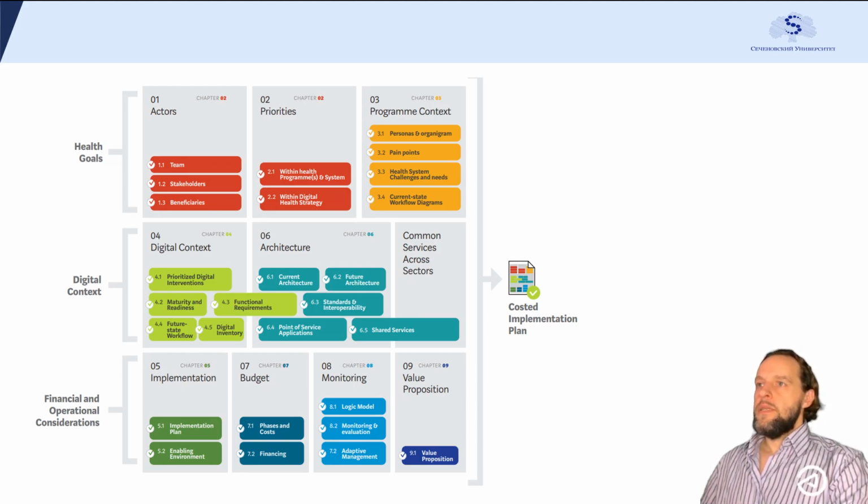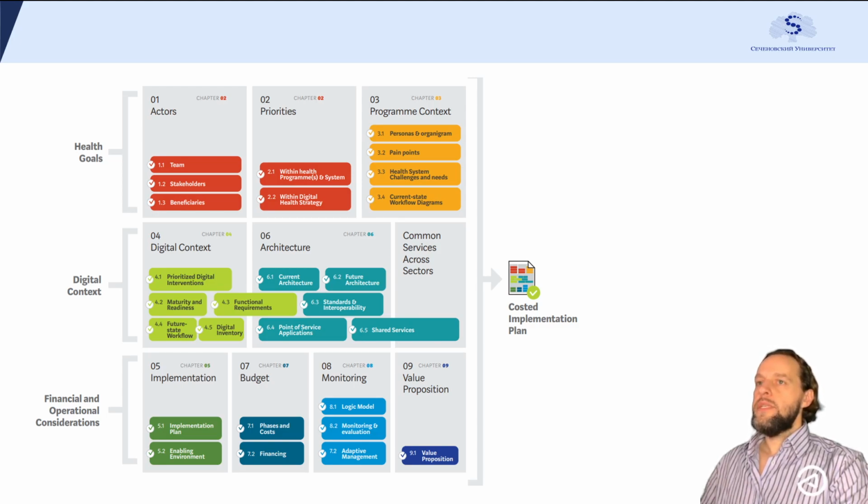It will cover digital interventions, maturity readiness, future state workflows, digital inventory, functional requirements, and based on this, we will develop architecture covering current and future state of the architecture, standards, and how we will implement the standards. It's also important to cover points of service applications, shared servers, services, and other.